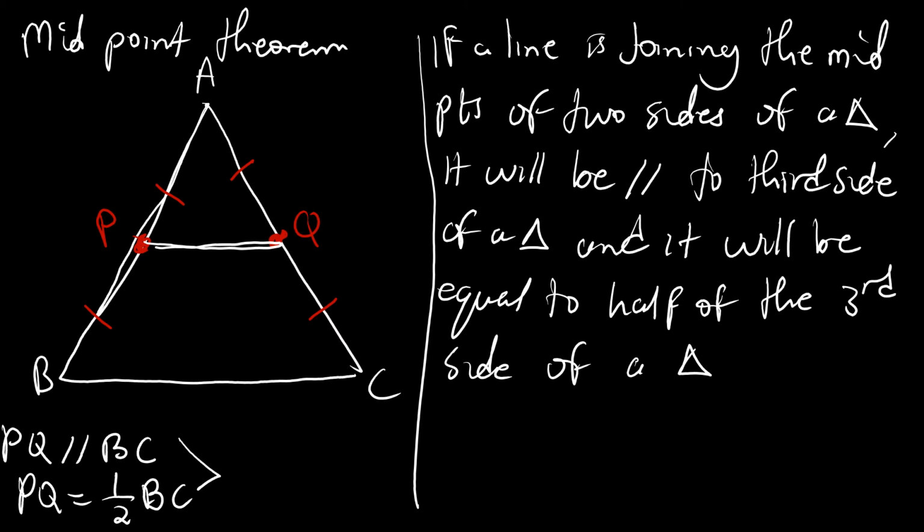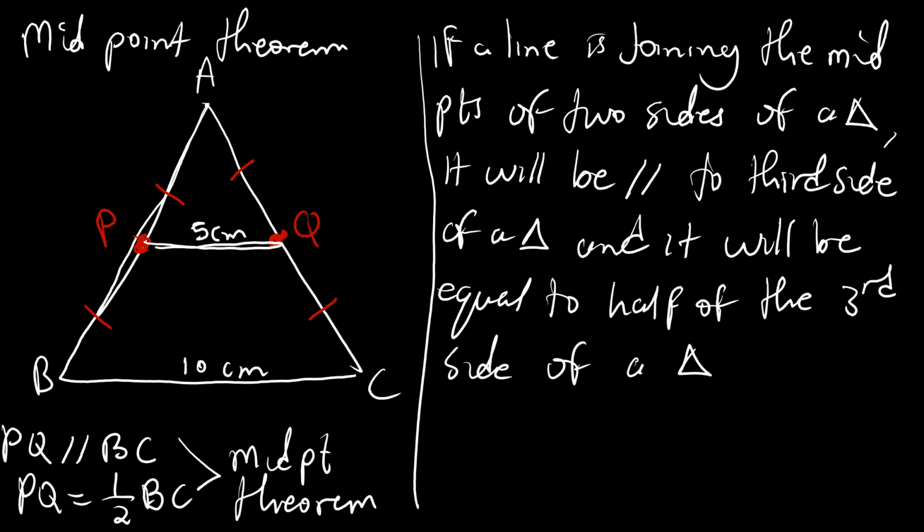The reason for these two things is the midpoint theorem. That is the reason for both: PQ is parallel to BC, the reason is the midpoint theorem; PQ is half of BC, the reason is the midpoint theorem, because we're talking about the midpoint theorem now. If BC is 10 centimeters, for example, then PQ is going to be 5 centimeters, because PQ is half of BC. So this is all about the midpoint theorem.